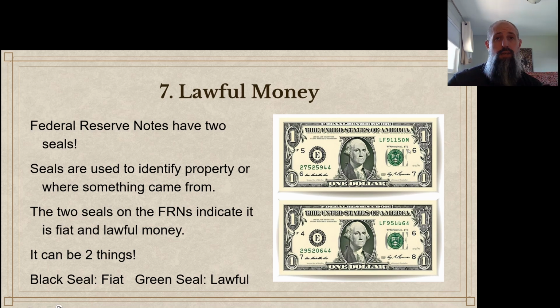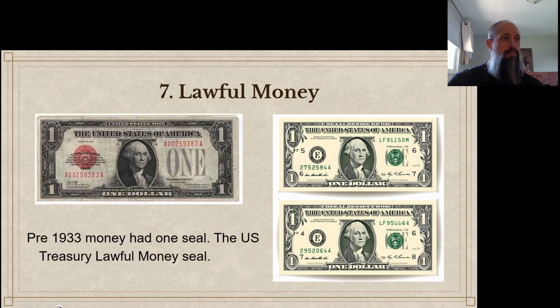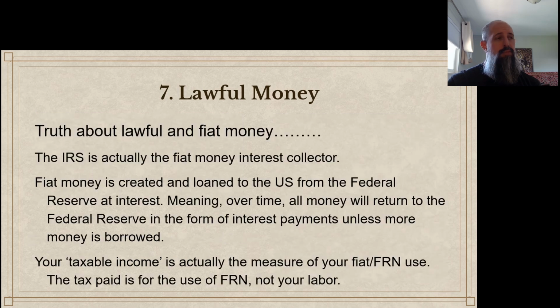And this is why you can redeem it for lawful money. Here is a pre-1933 dollar, and you will see there is only one seal. And if you look clearly, you can see that it is the same seal as the green one on the new money. But that Federal Reserve note seal isn't there anymore. Okay? This old money wasn't fiat. New money is fiat and lawful money.